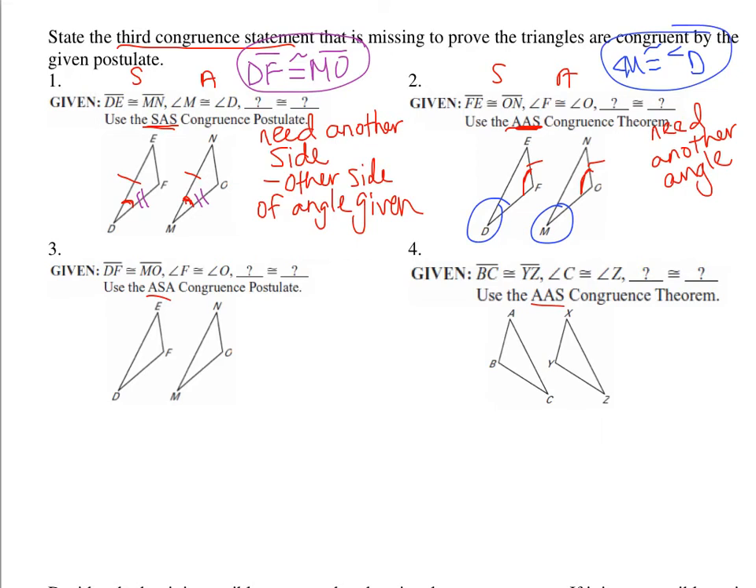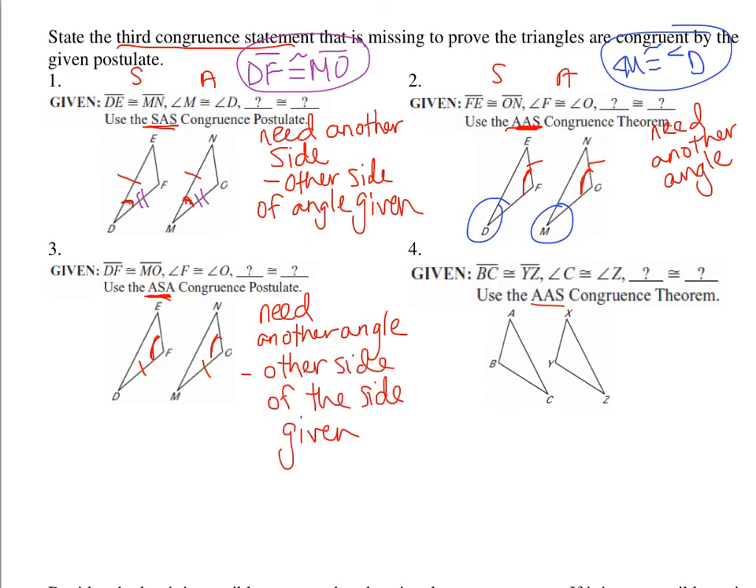For number 3, we have DF is congruent to MO, and angle F again is congruent to angle O. So again, we start with a side and an angle, but this time we want angle side angle, so we need another angle. And just like, well, we didn't have it before, but we have angle side angle. The side has to be between the two angles, so the angle has to be on the other side of the side given. So this means that the angle that we are missing on the other side of our side, angle side angle, are these two in purple right here. So angle D would have to be congruent to angle M.